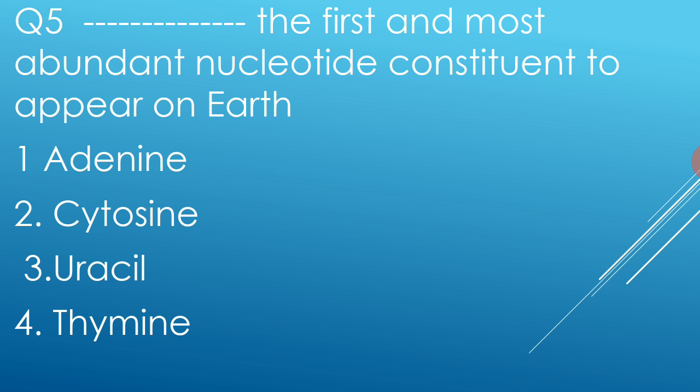Question number 5. Which is the first and most abundant nucleoside constituent to appear on the earth? Adenine, cytosine, uracil, or thymine. The answer is adenine.